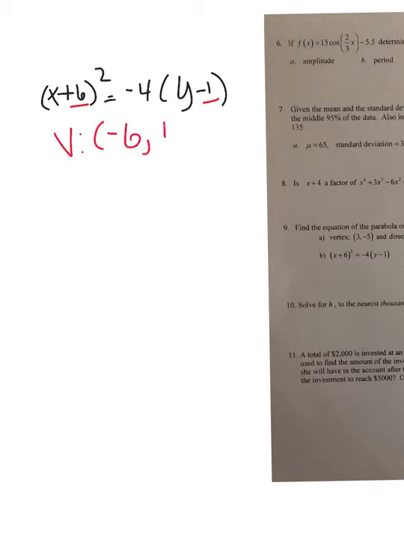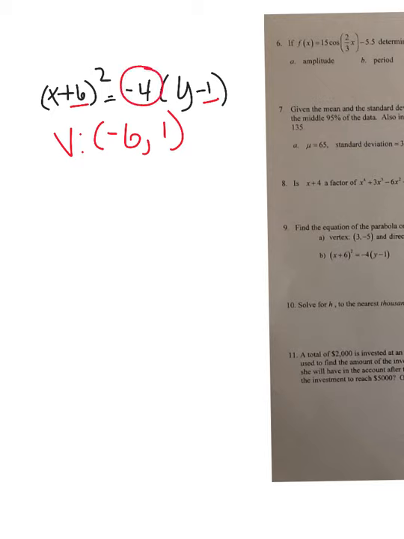B, you have the equation. The equation is (x + 6)² = -4(y - 1). Remember, (h, k) is the vertex, but you have to change the signs. So the vertex is (-6, 1).